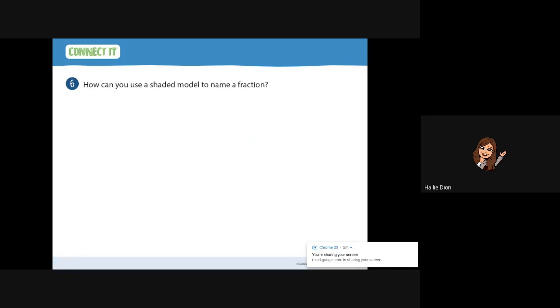So how can you use a shaded model to name a fraction? It's what we've been doing since yesterday. You have to count the total number of pieces in the model, not paying attention to what's shaded or what's not shaded. You need to count every single piece that's equal size in our model. That's how you get your denominator. And remember, denominator means down at the bottom. So the bottom number of our fraction is the total number of pieces in our model. Now, the numerator is the shaded part of our model, meaning whatever is shaded or taken out, that is what our numerator is.